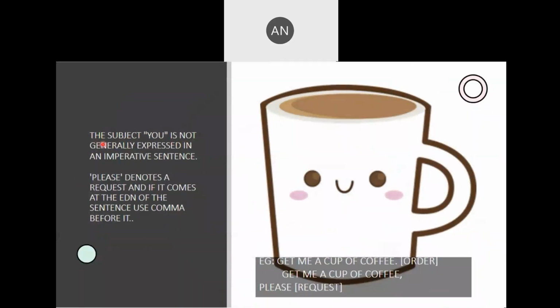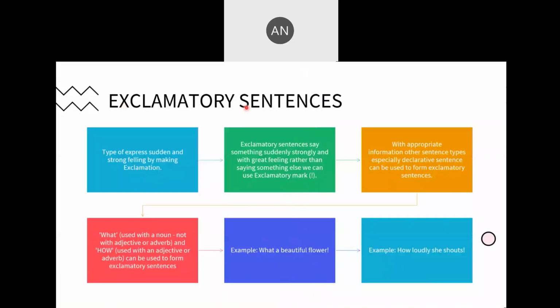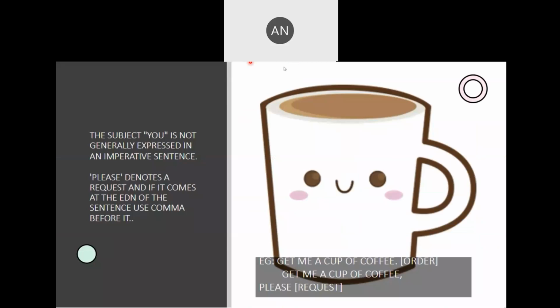The subject you is not generally expressed in an imperative sentence. Please denotes request. For example, get me a cup of coffee, that is an order. But you is not there, but I will look at somebody and say, get me a glass of coffee. That means you get a glass of coffee. So we usually omit you. So please get a cup of coffee, that can be a request. But if there is no please, get a cup of coffee, that's an order.